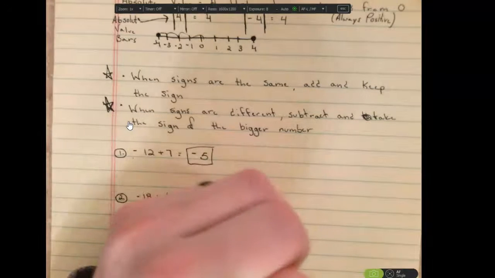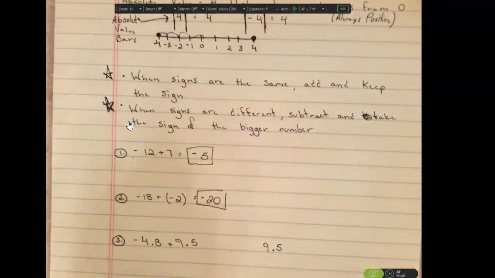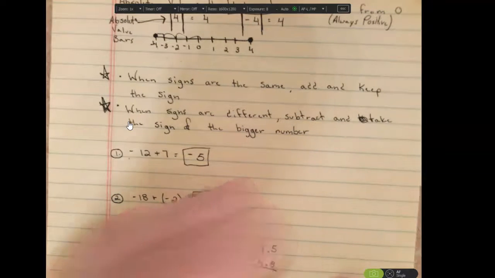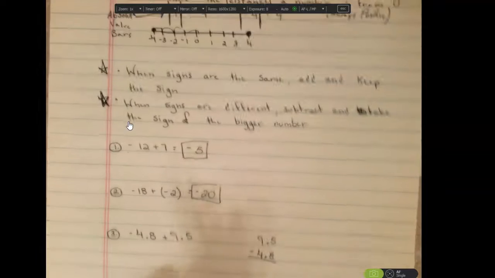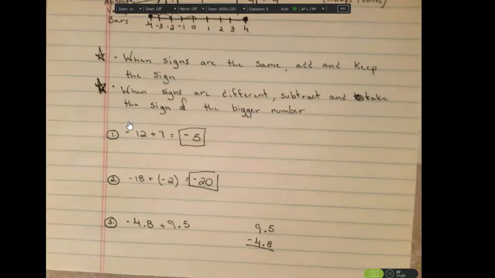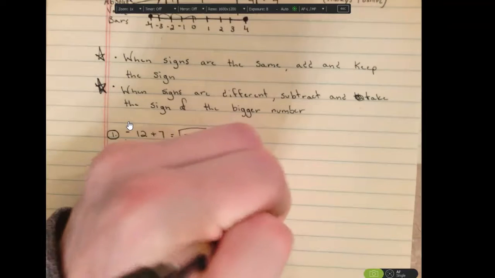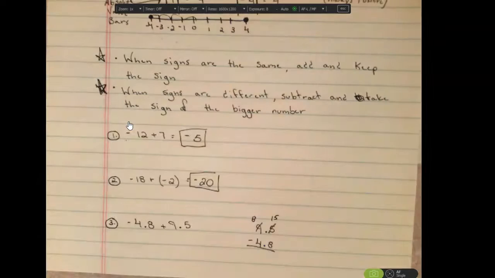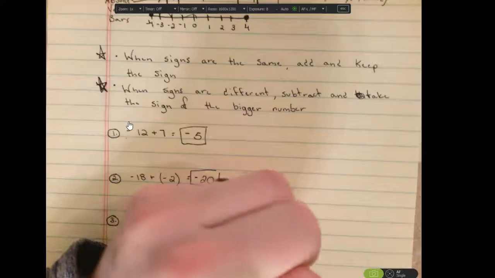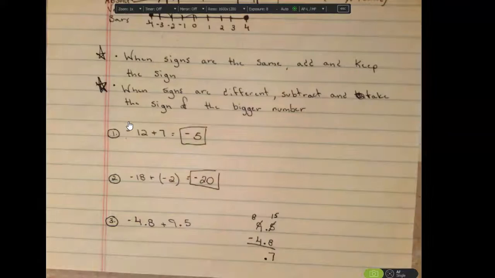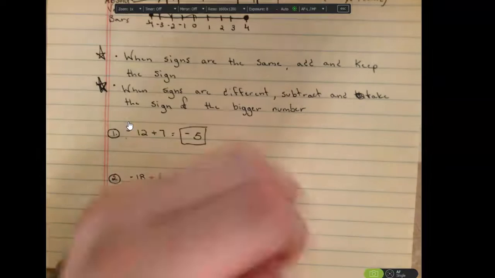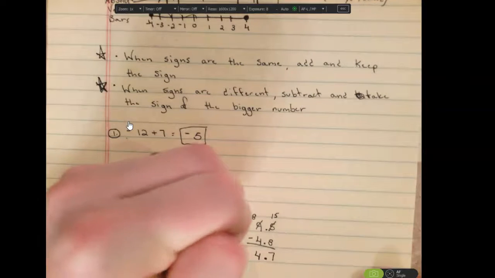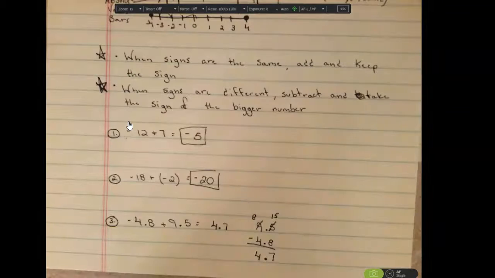So I'm going to take 9.5 minus 4.8. Again, I don't want you using a calculator, so I'm going to subtract these two. 5 minus 8, can't do. Cross my 9 out, carry your 8. 5 becomes a 15. 15 minus 8 is 7. Bring your decimal straight down. 8 minus 4, 4. So when I do subtract these, I get 4.7.